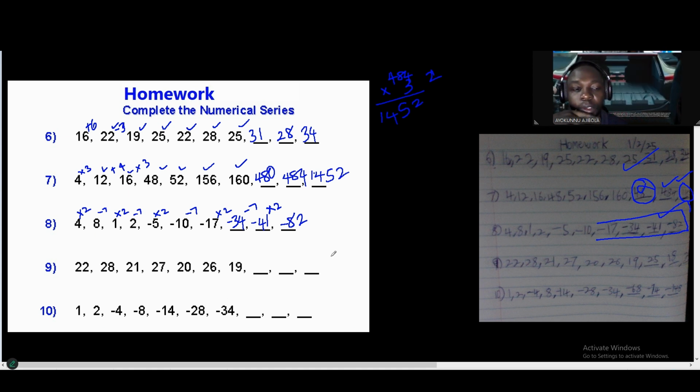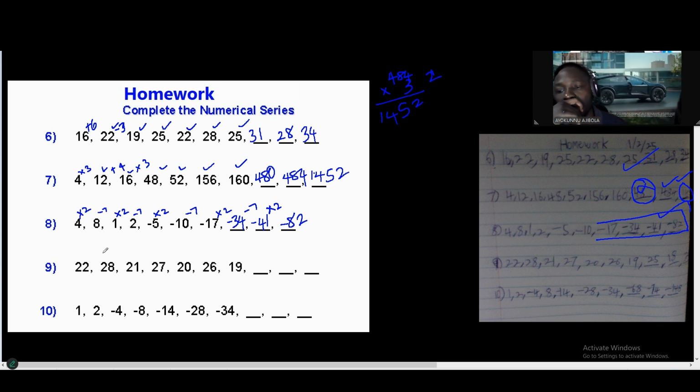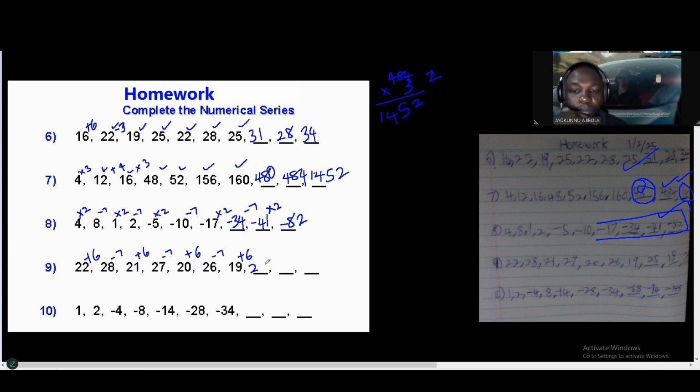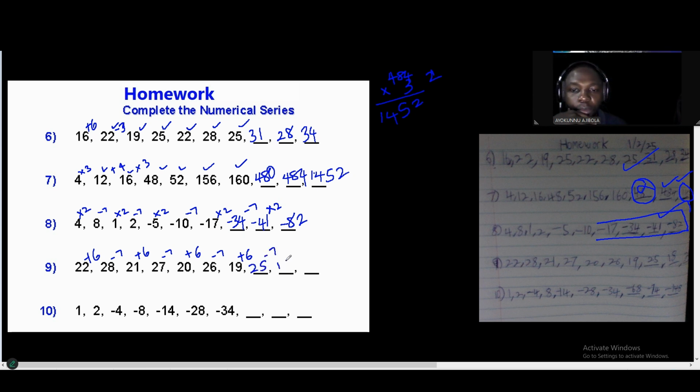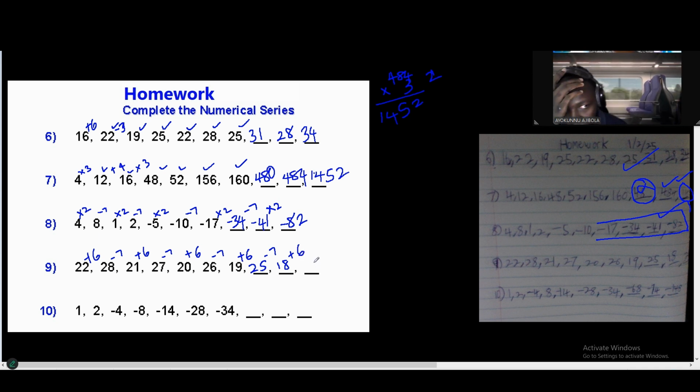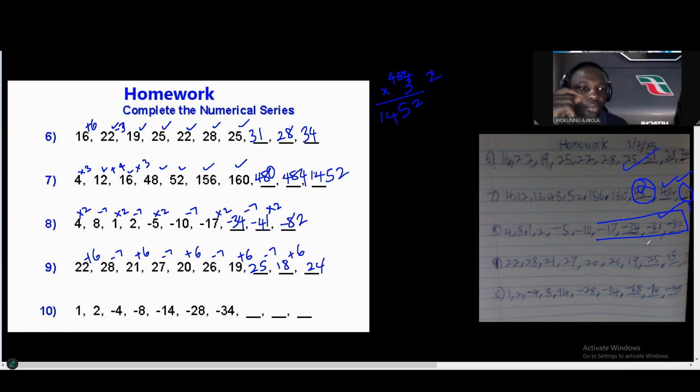What rule did you use for number 9? Add 6 and minus 7. Okay, if you add 6 and you take away 7, and you add 6, take away 7, add 6, take away 7, and add 6, that will be 25, take away 7, 18, then add 6. What was the last answer there? 24. So you got a full mark for this one.